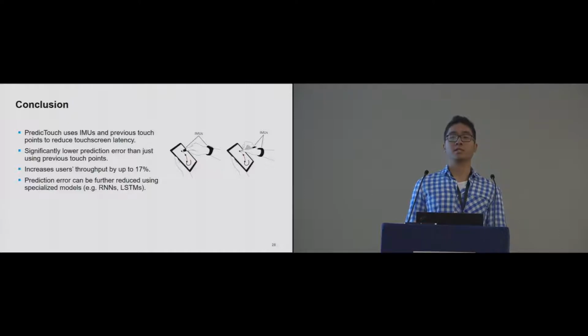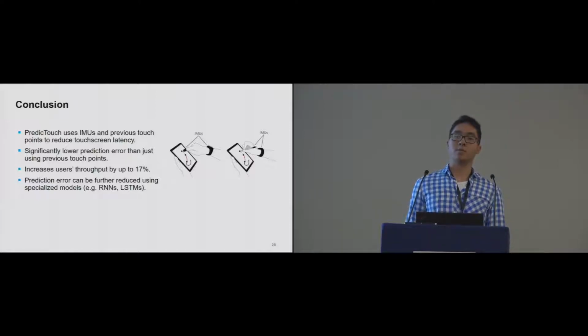So our contribution is a system called PredicTouch, a system that uses neural networks and inertial measurement units to reduce the touchscreen latency. And in comparison to the previous approaches by Henze and colleagues who used only the touch samples, we could show that including IMUs decreased the prediction error significantly. And as a result of this latency reduction, we showed that the user throughput can be increased by up to 17%, where they perceive noticeably less lag.